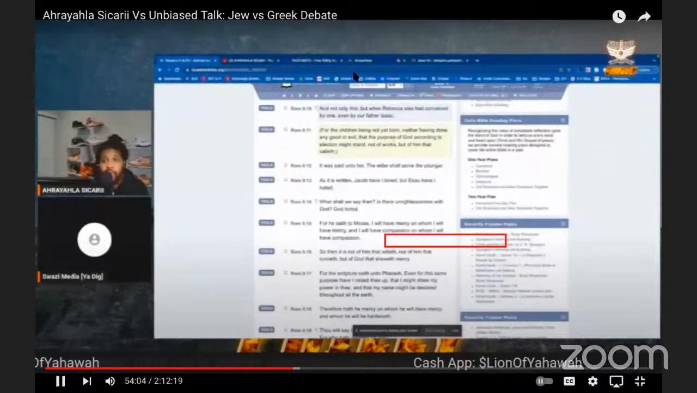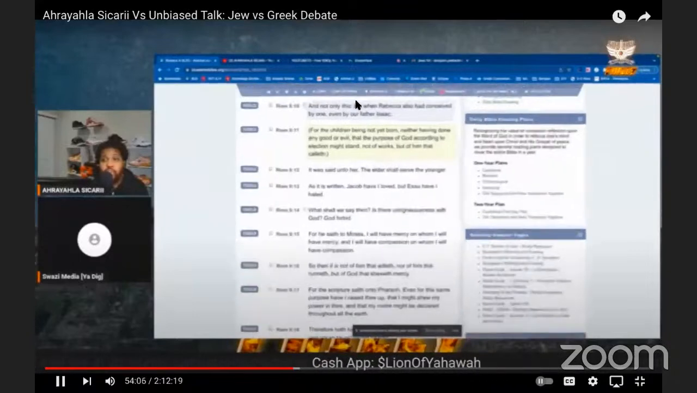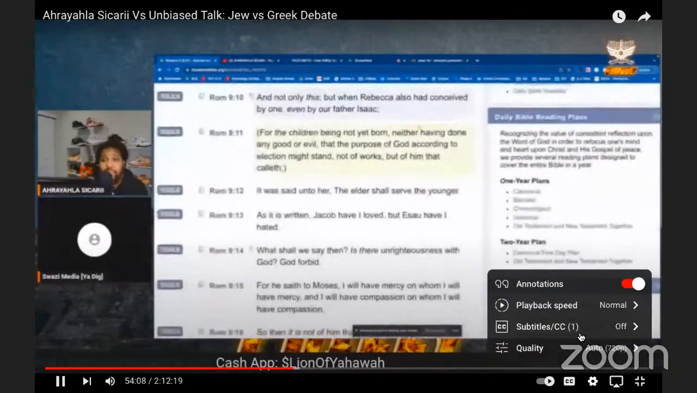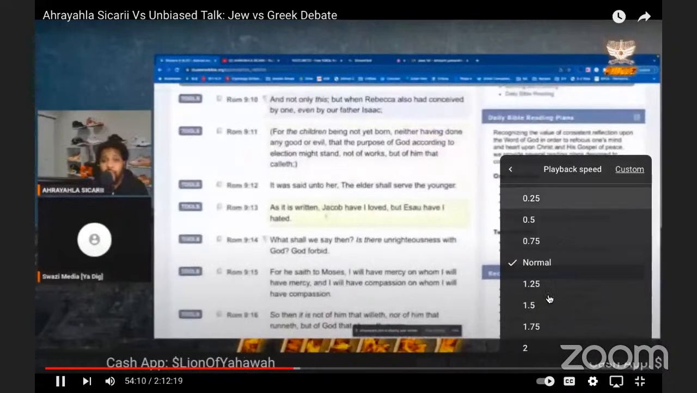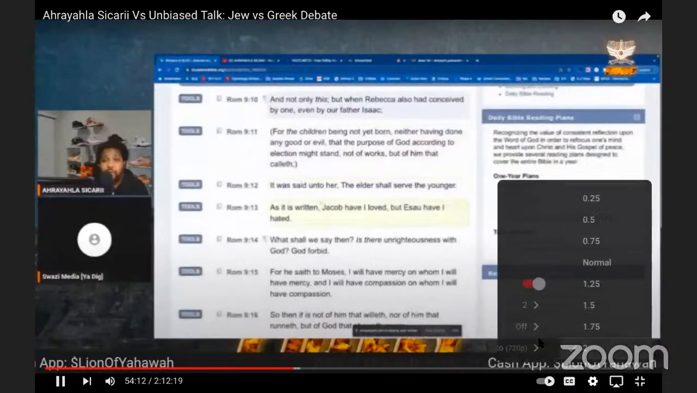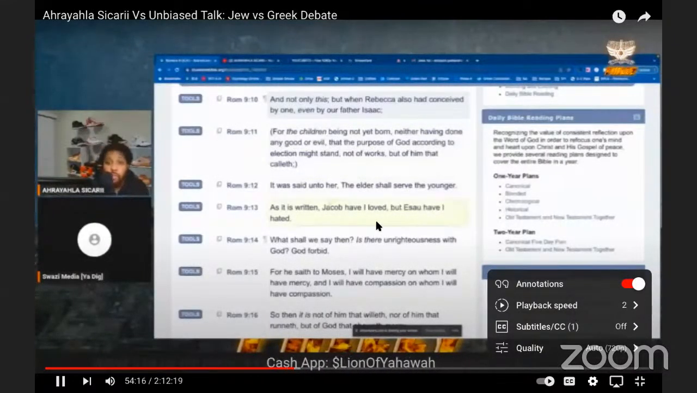Even by our father Isaac. So he's also identifying that these people have Isaac as a forefather, right? They're beloved of God. Abraham as a forefather, right? And we see him identifying something that's written in the law, written in the prophets.